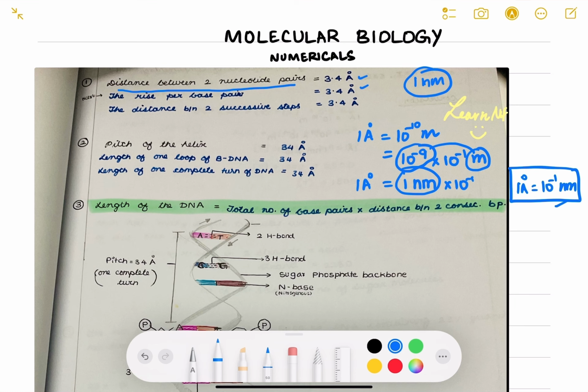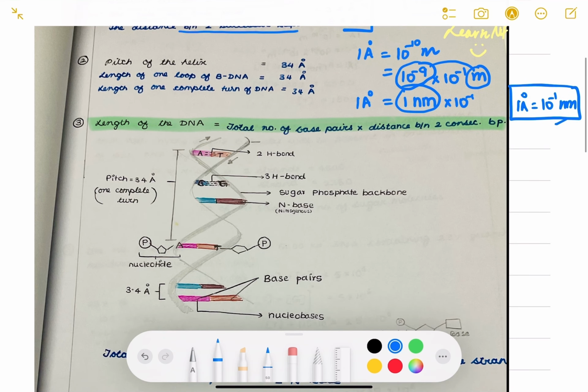Sometimes in the question, they can also give you the rise per base pair as 3.4 angstrom. Similarly, the distance between two nucleotide pairs can also be given as between two successive steps. So whenever they ask you any question related to distance between two nucleotide pairs, you'll have to know that it is 3.4 angstrom.